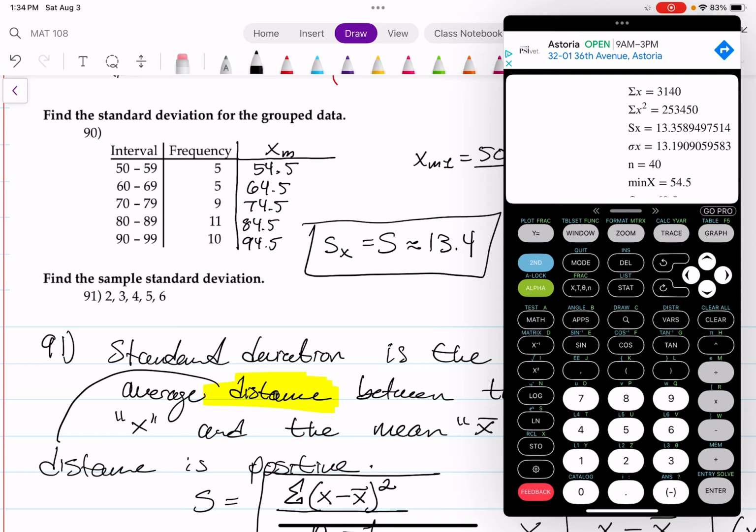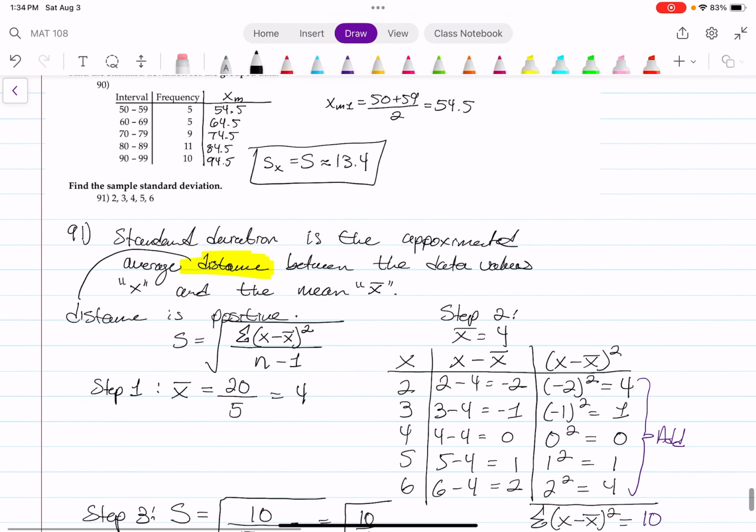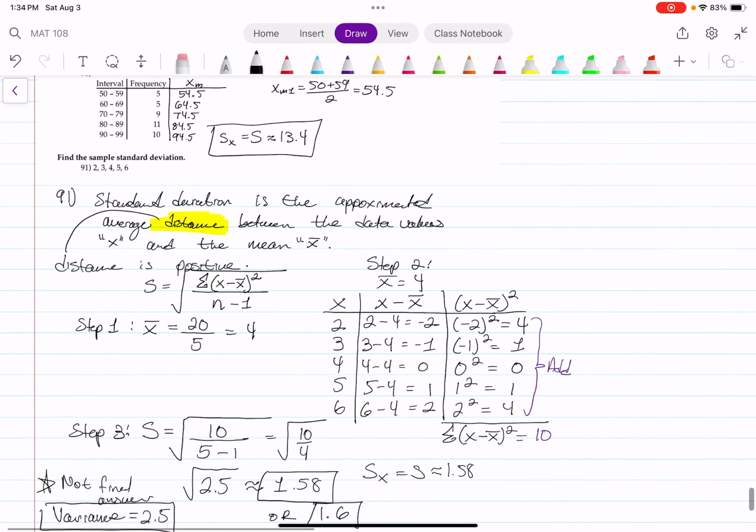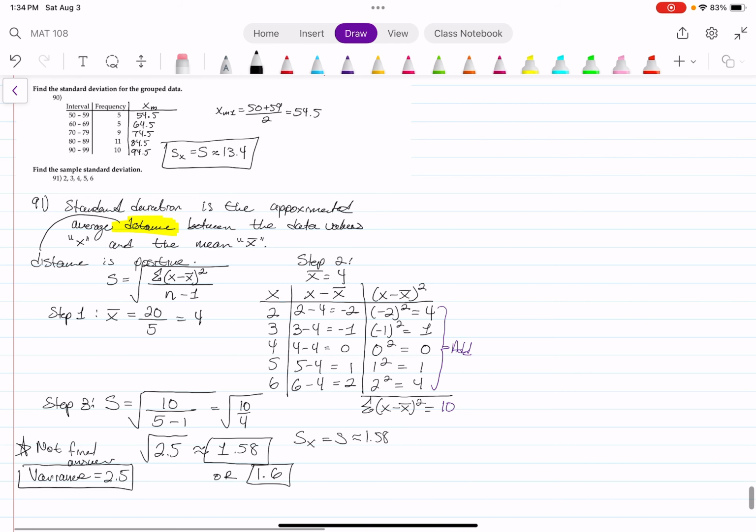All right, guys, that is it for this video on standard deviations. I do urge you guys to understand how to compute the standard deviation by hand, and don't just rely on a calculator for your results.